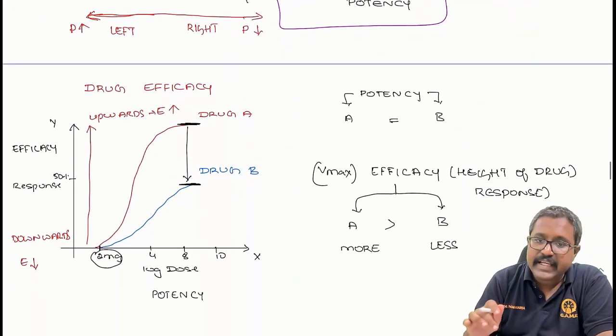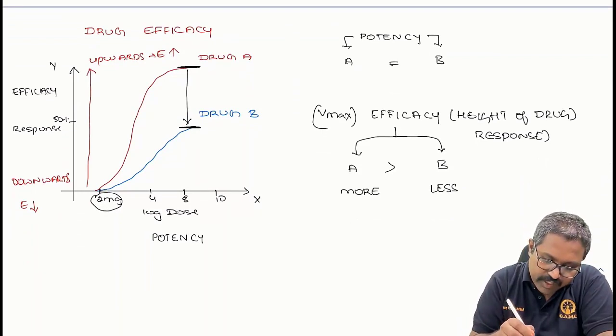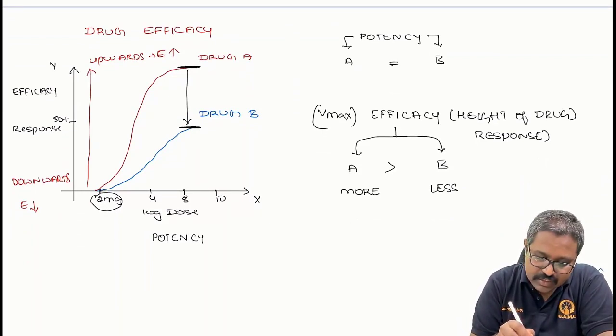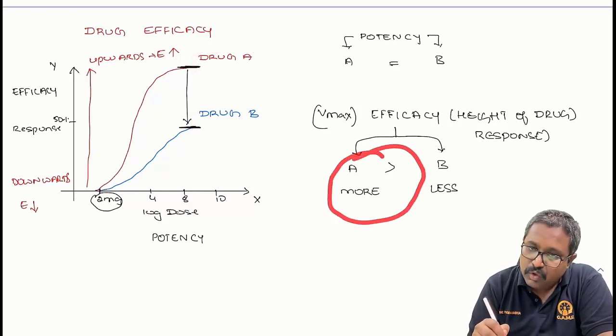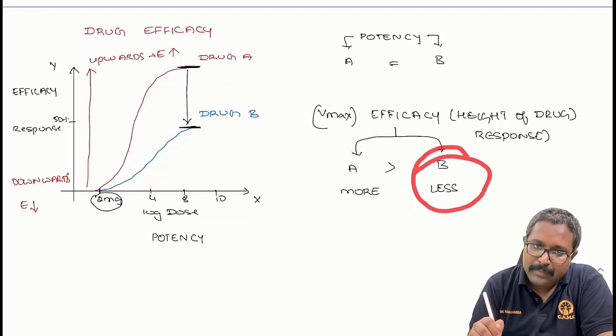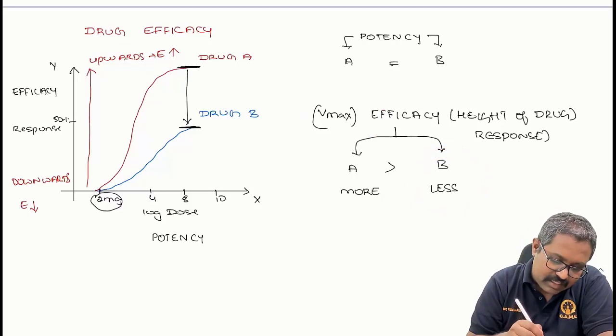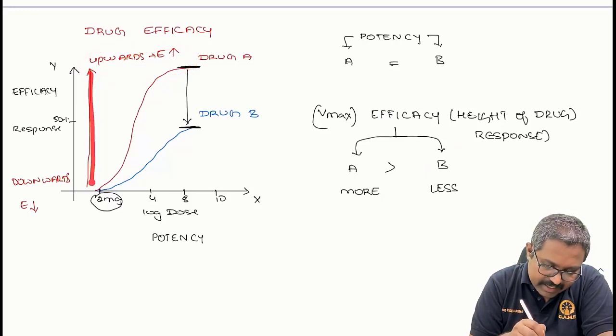Whereas for efficacy, as you can see, you are going to measure the height of the drug. Here the height of drug A is more than the height of drug B. That means the efficacy of drug A is more. That means the Vmax of drug A is more than drug B. So as the height increases, the efficacy will increase, and as the height decreases, the efficacy will decrease.